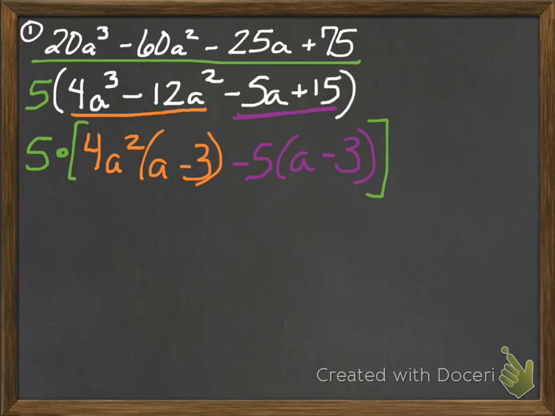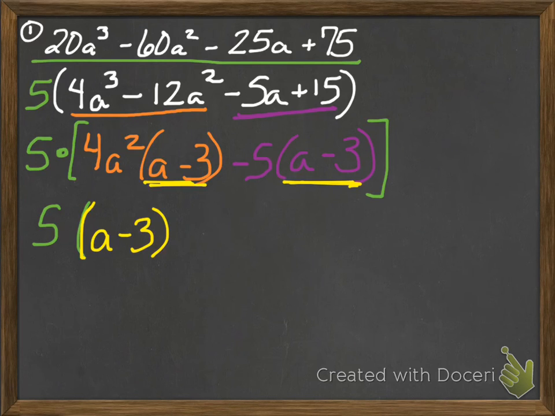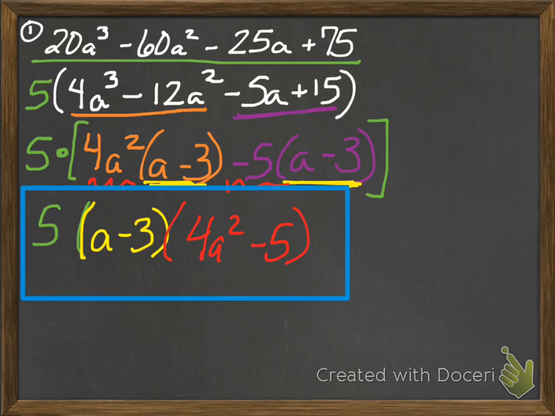So now, we're going to rewrite it. So that 5 is still up in the front. I'm going to take what can be brought out. So that parenthesis that matches, a minus 3. And I am going to write what was left behind. And that is going to be the a to the second minus 5. And so this whole thing is my answer.